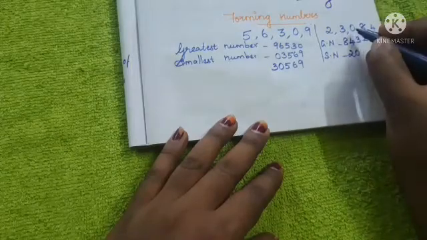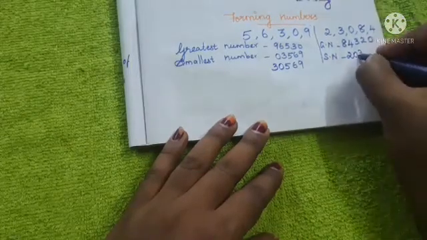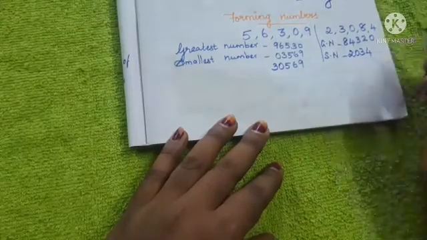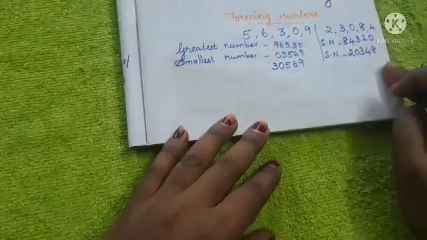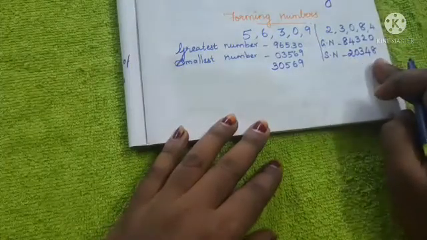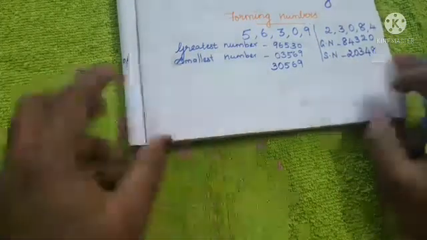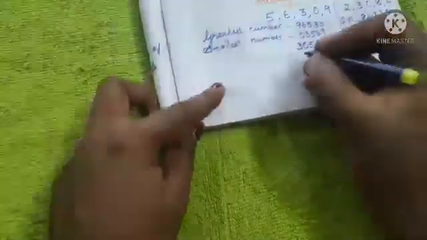So 0 and 2 are done. Next 3 is there. Next 4 is the greater one. Then 8 is the greatest one. So we have arranged these numbers: 2, 0, 3, 4, 8. Have you understood this?